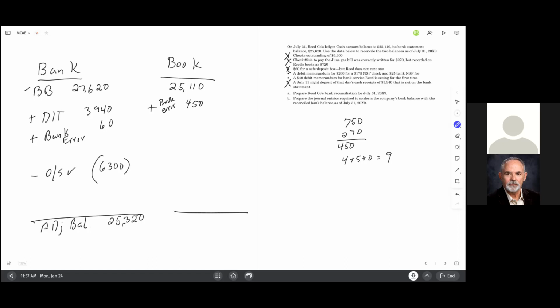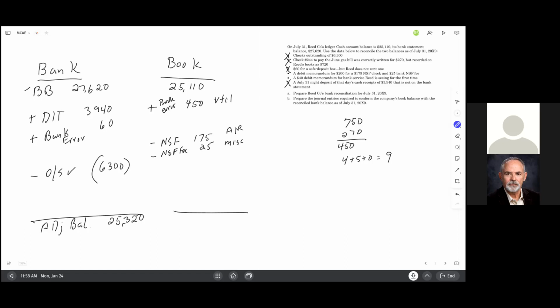So now we have a couple things. Let's just move right down this list. We got a debit memorandum for $200, meaning that we have an NSF. So we're going to subtract out the NSF of 175, subtract out the NSF fee of $25. Now this is going to go to miscellaneous expense, and this one's going to go to AR. This is a utility bill.